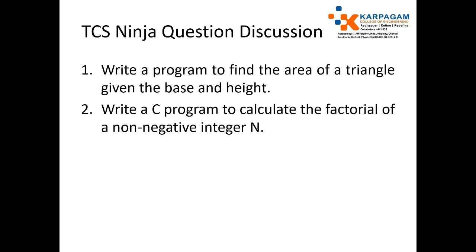First question is, write a program to find the area of a triangle given the base and height. Second question is, write a program to calculate the factorial of a given number. This was asked in an online test. So how do we find the area of a triangle given the base and height? The formula is half B H, I mean 0.5 times B times H.